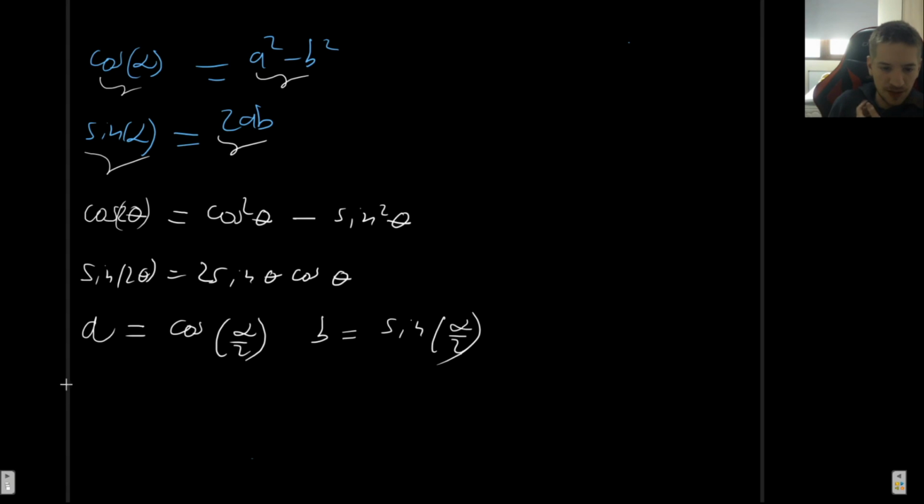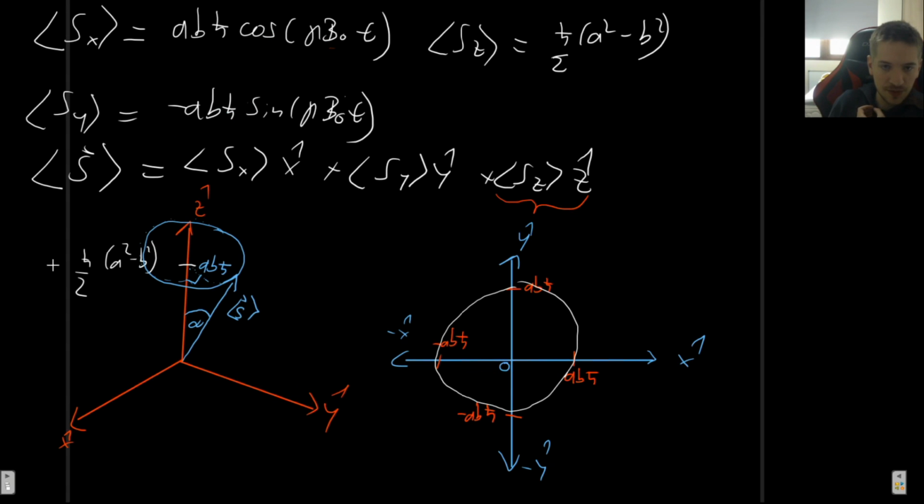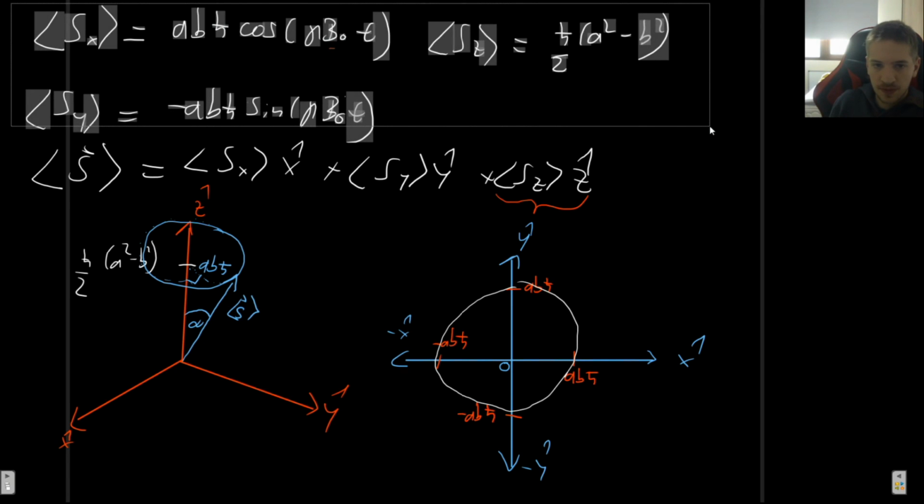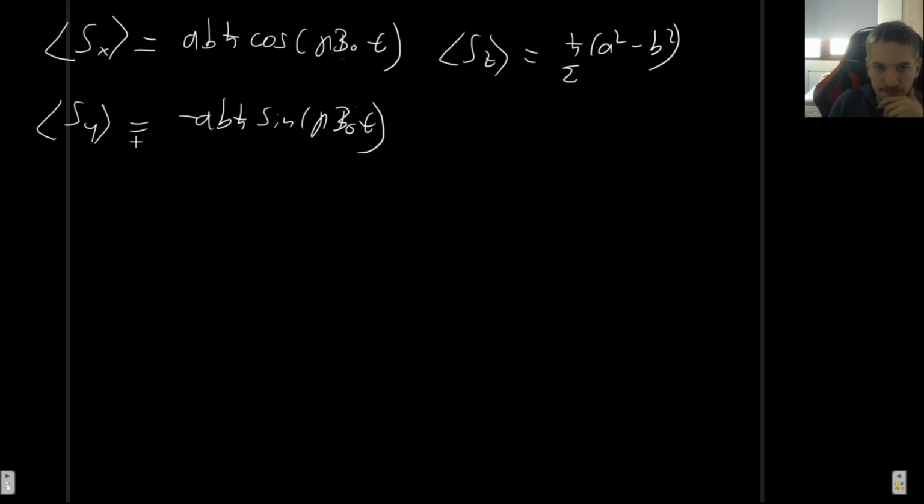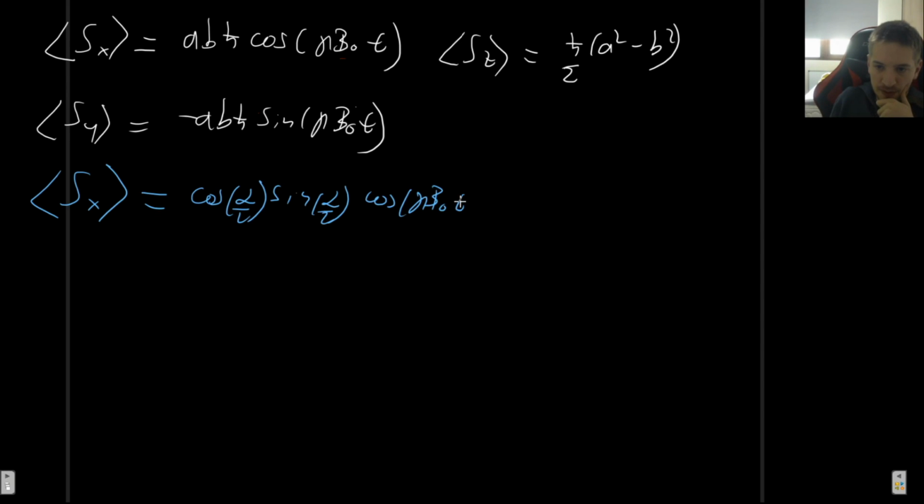So now we have seen that the expectation values that we found before are not simply AB h bar cosine of all of this. This is going to be, well, maybe I'll take it to a new page so that we can rewrite it. So then the expectation value of Sx is going to be cosine of alpha divided by 2, sine of alpha divided by 2, times cosine of gamma b0 t.